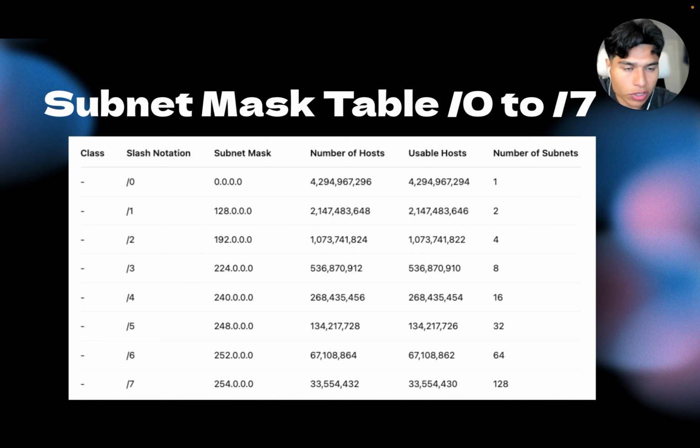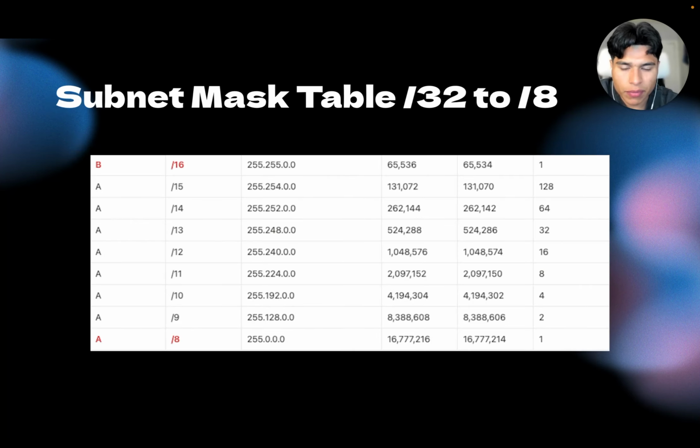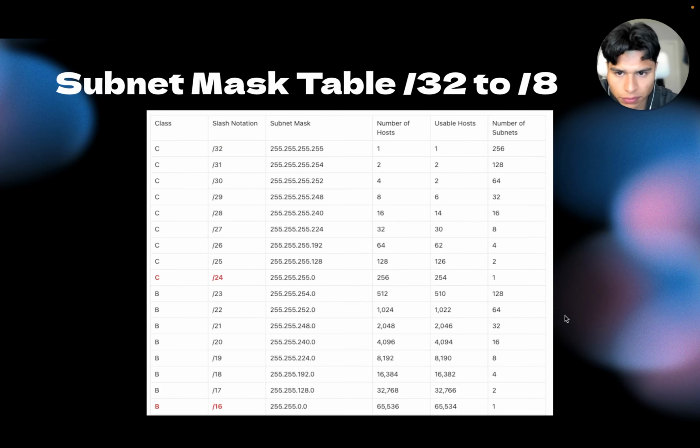So this is a subnet mask table. That's for /0 to /7. You'll be able to see the slash notation and then the dotted notation, the number of hosts, usable hosts, and the number of subnets. And then same thing for here. We'll go from /8 to /16, right? Same thing. You're able to see the dotted notation, the number of hosts, number of usable hosts, and then number of subnets. And then lastly here, /16 to /32.